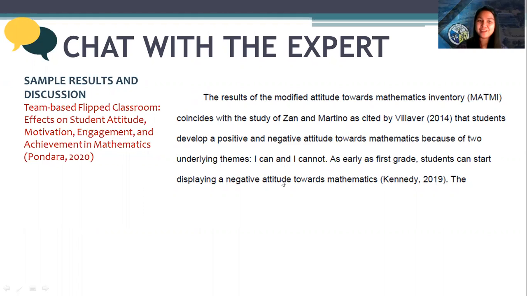So again, okay, ma'am, how will I do it? You do it per question. Again, we go back to the statement of the problem. The sequence of your statement of the problem will be the same sequence once you answer your results and discussion. We start with introduction, table, text to explain, and the research or theory that supports or contradicts your research.